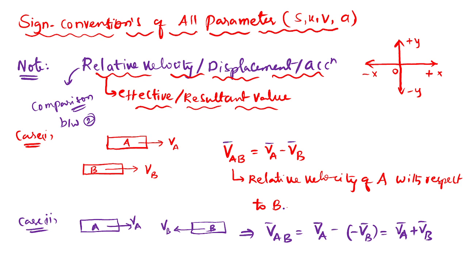Similarly, you can also write acceleration and displacement, right? Can you write by your own? Acceleration and displacement also. In that only, you write x AB, which means relative displacement of A with respect to B.